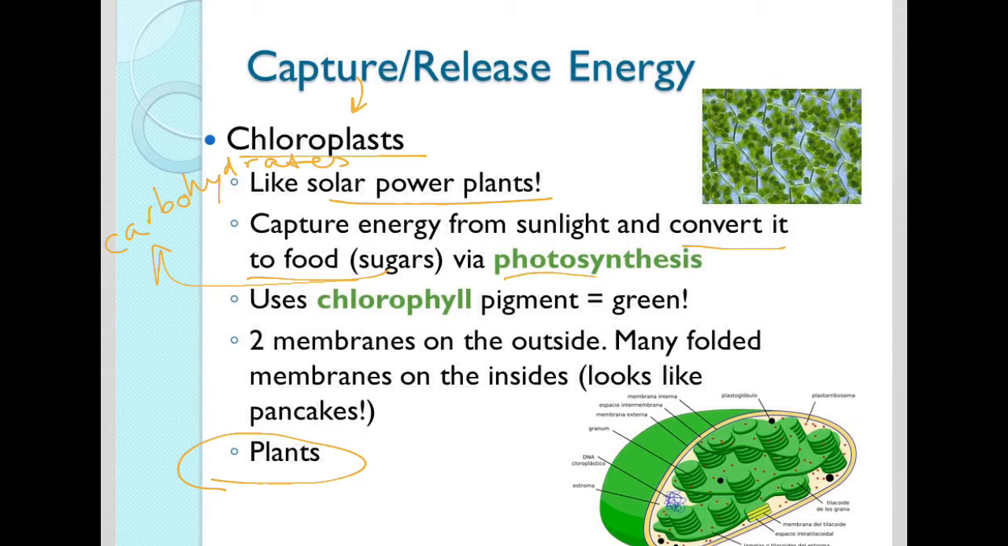And they do this via photosynthesis. We're going to have a whole unit where we talk about photosynthesis. It uses chlorophyll, which is a pigment, and it is green. And so, of course, you should relate chloroplasts, chlorophyll, sort of similarly sounding words to photosynthesis and plants. Interestingly, chloroplasts have two membranes on the outside and many folded little membranes on the inside that are stacks that look like pancakes. And we'll talk more about what those are when we get to that unit. But this is sort of an interesting feature of chloroplasts.